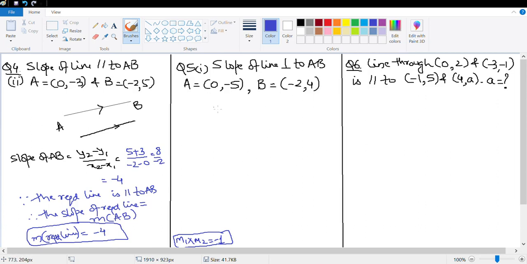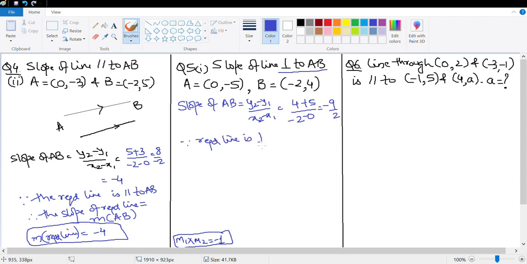Let's look at question number 5, part 1. Find the slope of the line perpendicular to AB. So this time the line is perpendicular to AB. So let's first find the slope of AB. So slope of AB will be equal to y2 minus y1 upon x2 minus x1. y2 in this case is 4, y1 is negative 5. So 4 plus 5 upon negative 2 minus 0. That's 9 upon negative 2, which means negative 9 upon 2. So since the required line is perpendicular to AB, therefore m of the required line into m of AB will be equal to negative 1.